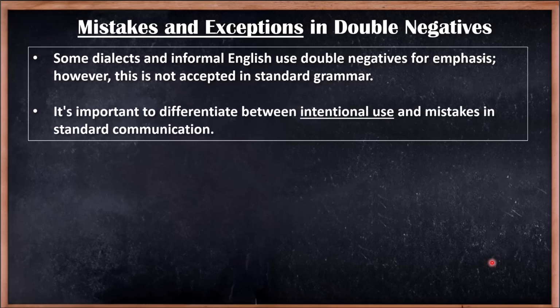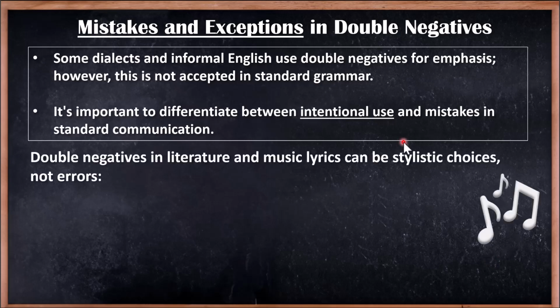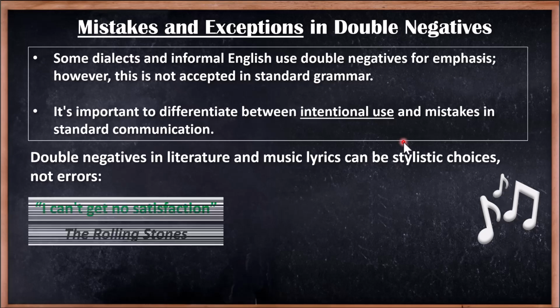So it's really important for you to differentiate between intentional use of double negatives versus an actual mistake. And double negatives in literature and music lyrics can be stylistic choices, and these are not considered errors. Let's look at some song examples.